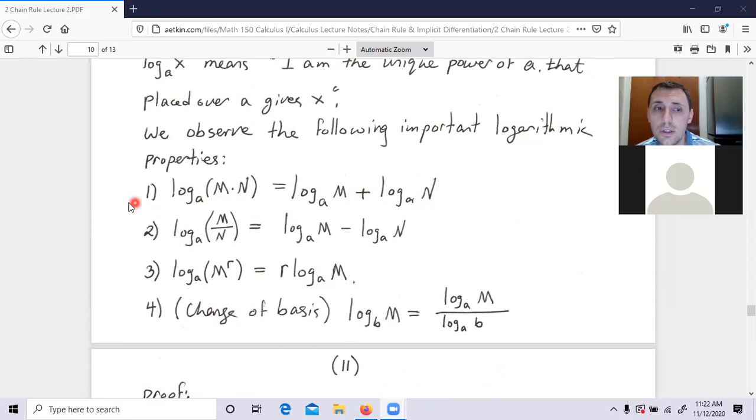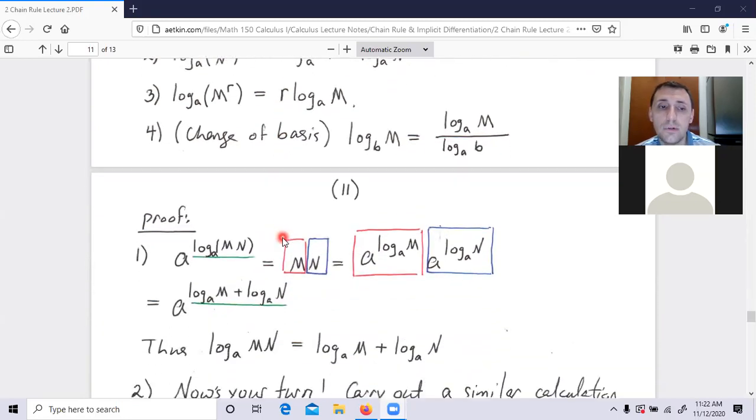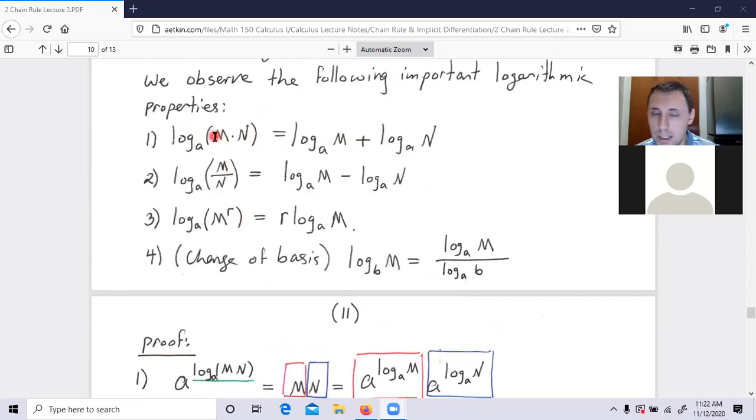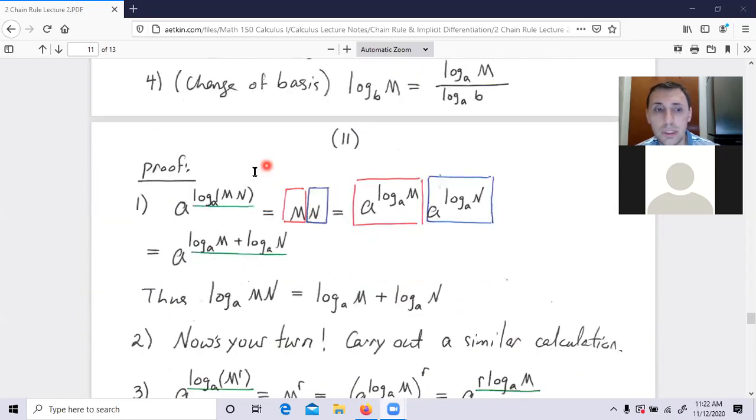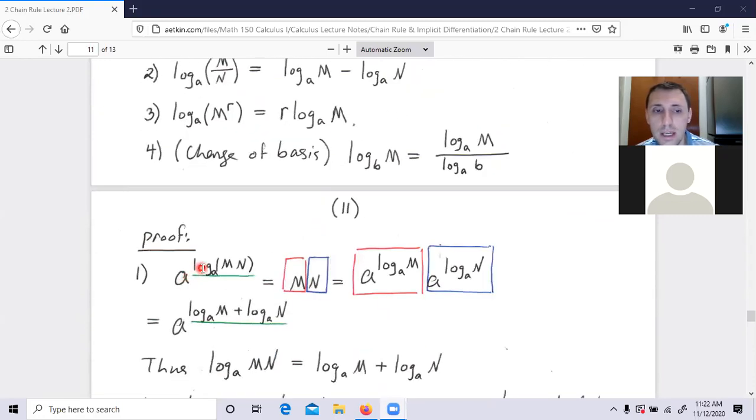Are you ready? I'll show you how to do one, and you will try maybe to do a few others. So, proof, right? All I know about this expression is if I place it over a, I get m times n. So that's what I do. There's not much I can do with those expressions. I place it over a, and I get m times n. Are you with me?